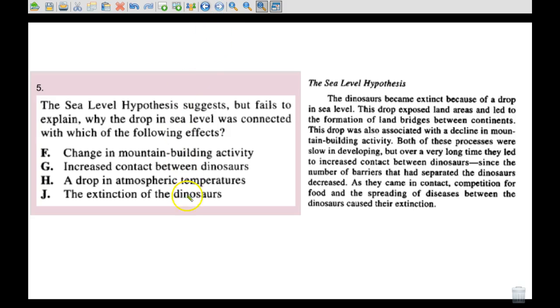And our last question asks, the sea level hypothesis suggests but fails to explain why the drop in sea level was connected with which of the following effects. So after rereading the sea level hypothesis, F is our best answer choice, a change in mountain building activity. So we know this, and although this might come as a surprise, this is the only sentence that explains the mountain building activity, while the rest of these possibilities are explained a little bit further.